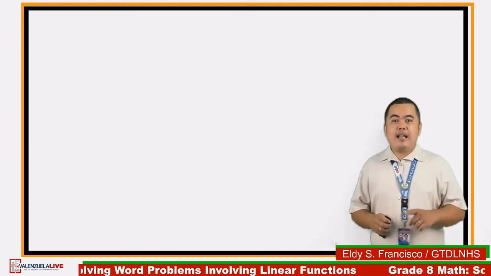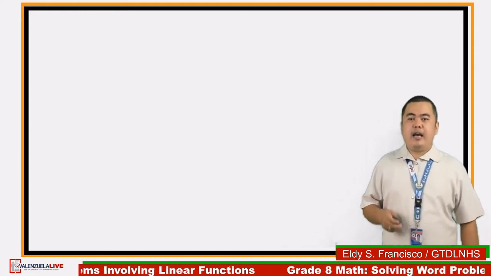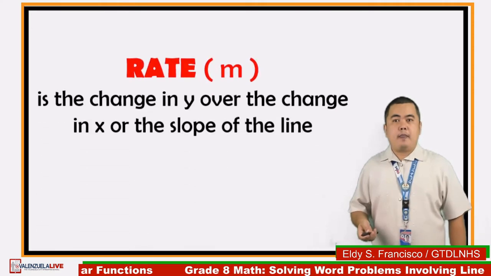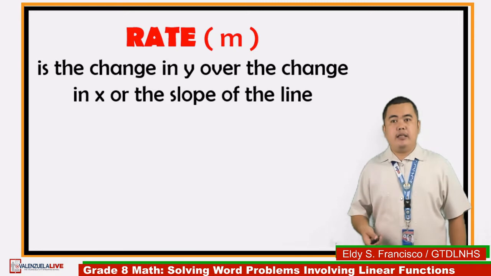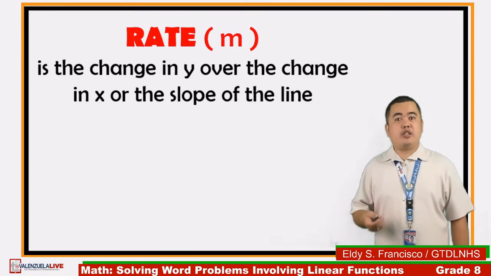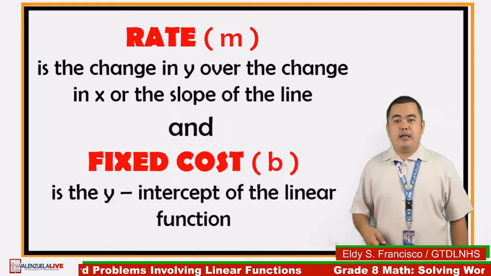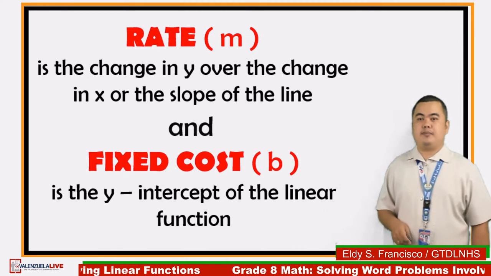Next, it is also important in solving word problems involving linear functions, especially money problems, to identify the rate and the fixed cost. So, what are rate and fixed cost in a linear function? Rate is the change in y over the change in x, or the slope of the line, while the fixed cost is the y-intercept of the linear function.